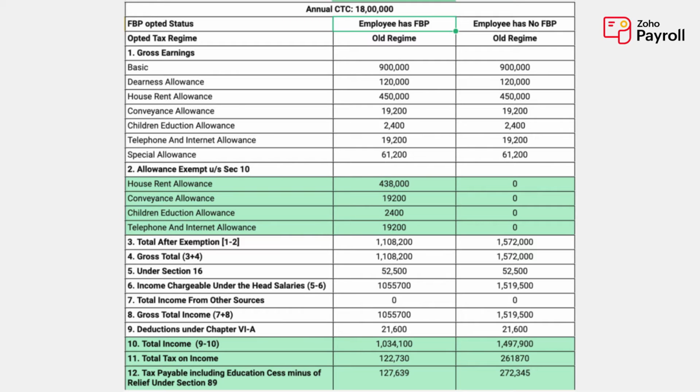1,27,639 rupees. Compare this with the second employee, who has not planned for the flexible benefit plan or the declaration: the total income the employee is receiving is 14,97,900 for the financial year, and for this he is supposed to pay a tax of 2,72,345 rupees. So we can see the drastic change in the income tax, and this impacts the employee's net pay. Now we have understood how the flexible benefit plan is going to save the employees' taxes and increase their net pay.